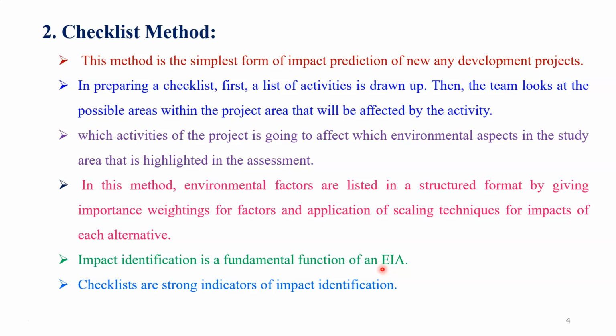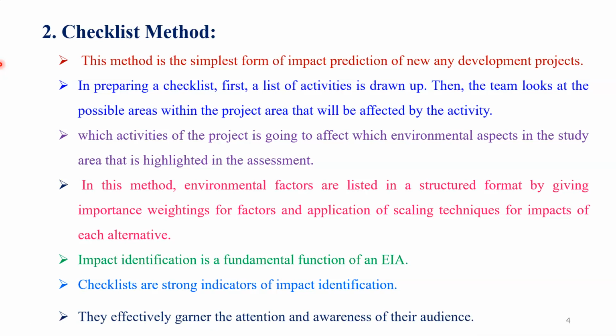And checklists are a strong indicator of impact identification. So if you want to assess the impact of each and every project that we are going to start for the economic development, or maybe for any other development of that region, you know that checklists are a very strong indicator. On the basis of these criteria and indicators, we can finalize our decision. So with respect to starting a new project, this method is really very good.